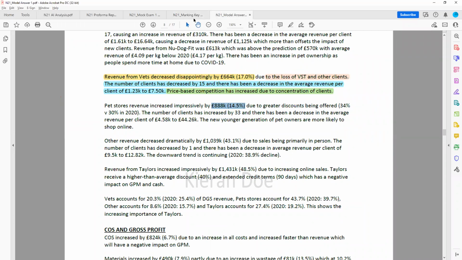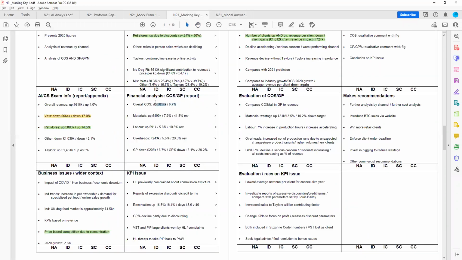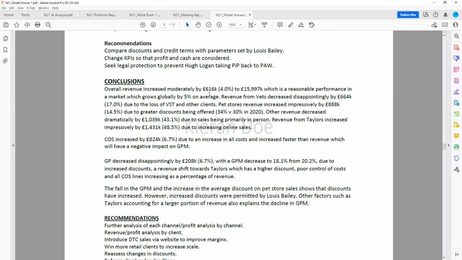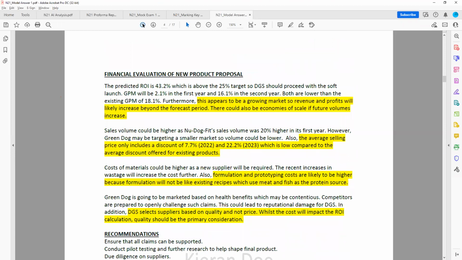Whereas at least if you did that and you've got the 814K there, then you've got that as a backup. Sometimes I see people drop numbers out of the conclusions. You need to be just as thorough with the numbers in the conclusions and in the exec summary.